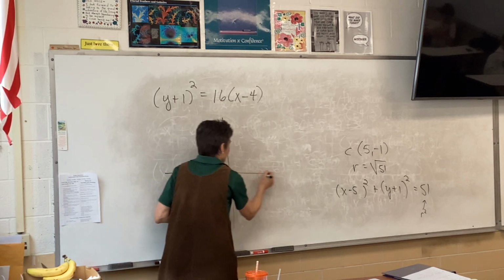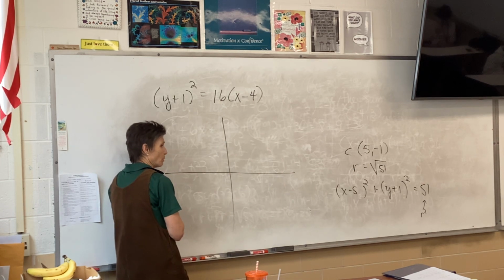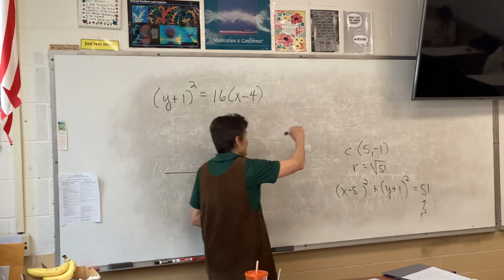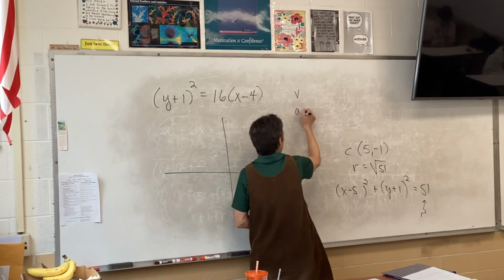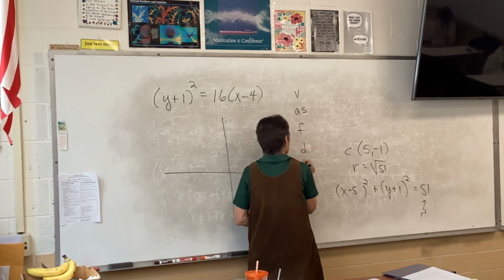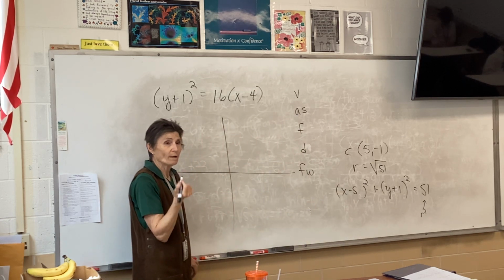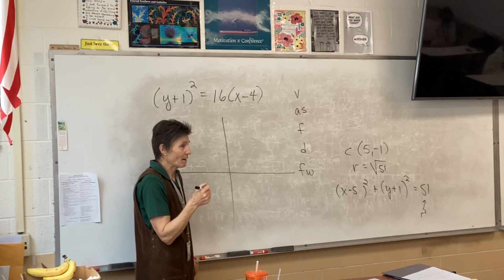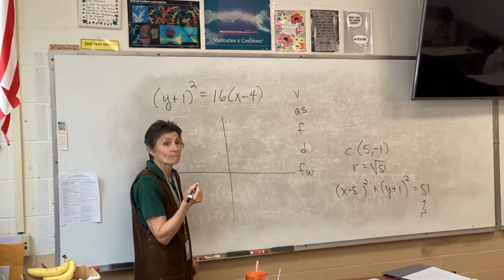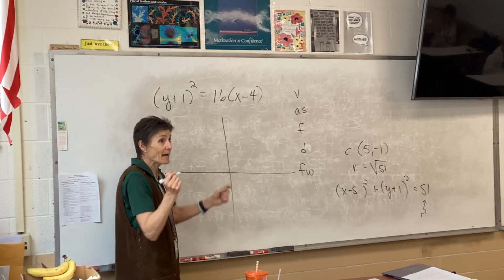So, review. We are reviewing. What do you remember about this parabola? Remember, the things we have to be able to find are the vertex, the axis of symmetry, the focus, the directrix, and the focal width. That's the list of stuff. So what can you tell me right now about this parabola? Opens to the right. Somebody said it opens to the right, and that is correct.